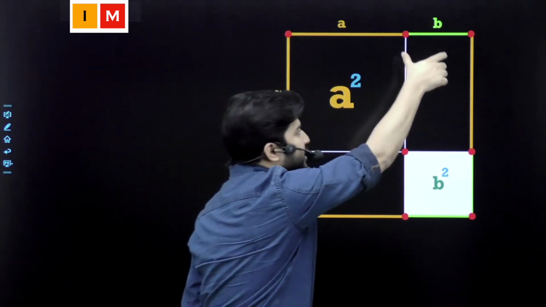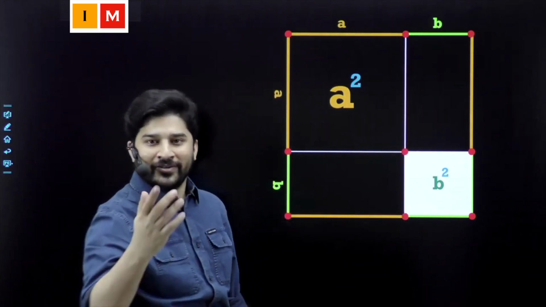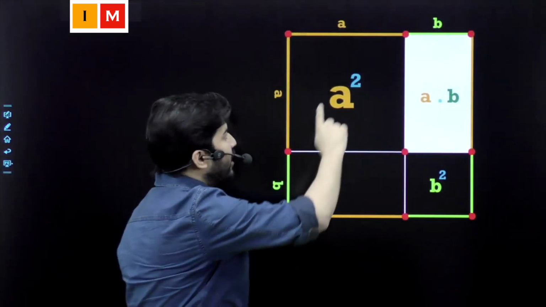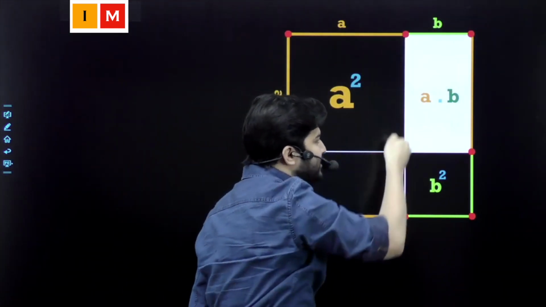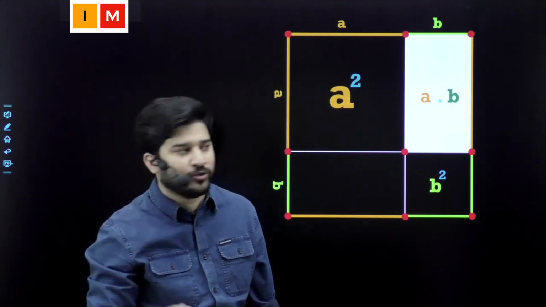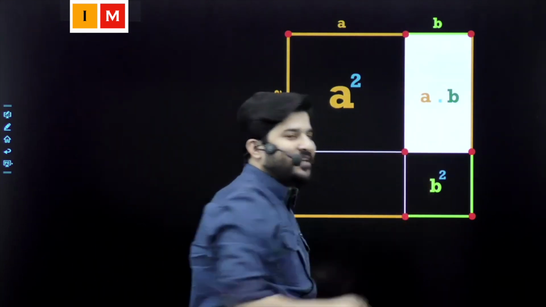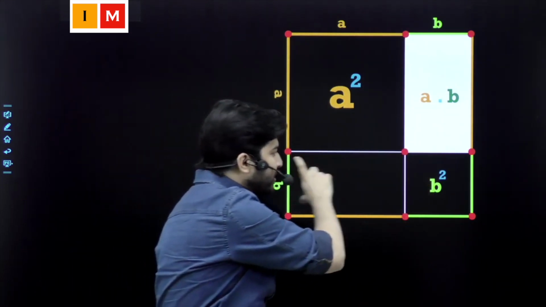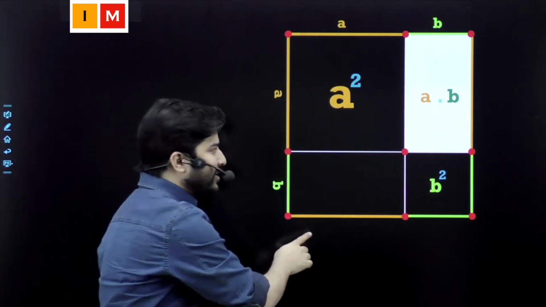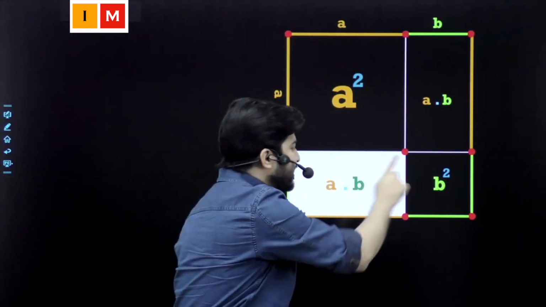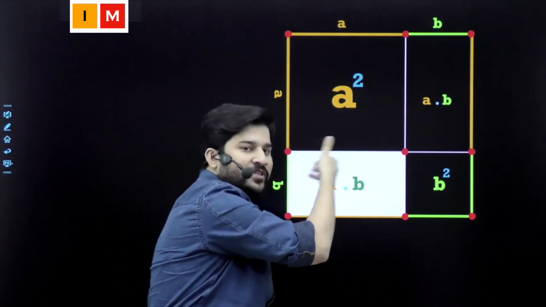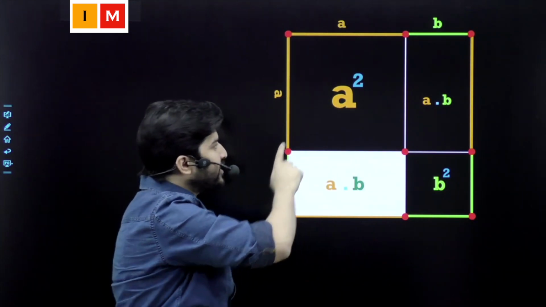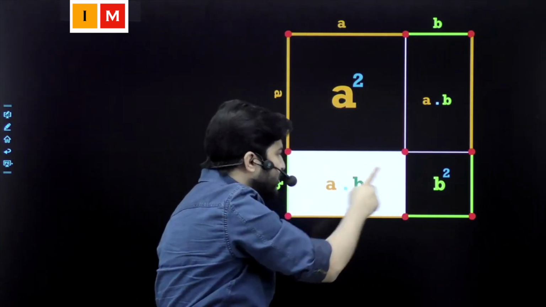Now let's try to see the area of this vertical rectangle. You have the breadth as b and the length as a. What is the area of a rectangle? Length into breadth. So you can say this is a into b. Now let's try to see the area of the horizontal rectangle. This is length a and this is breadth b. What will be the area of this horizontal rectangle? ab. Now you see, this is a square, this is ab, this is b square, this is ab.